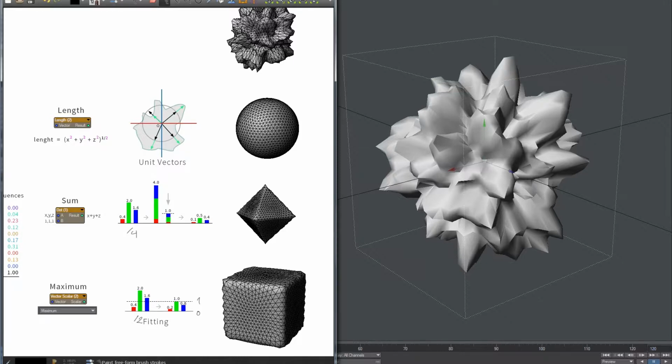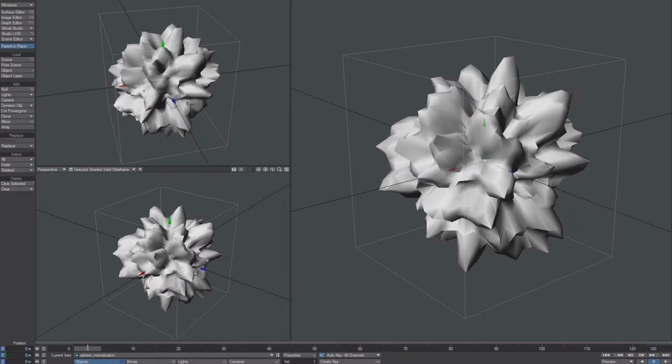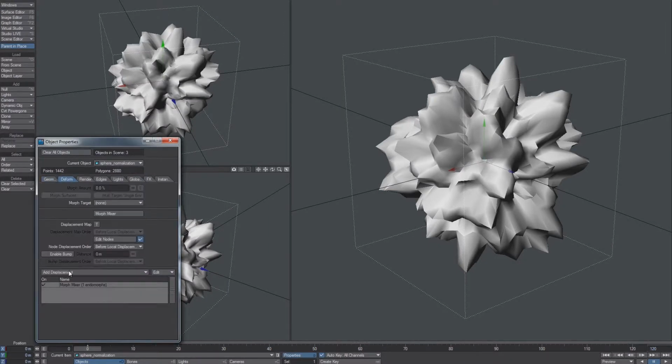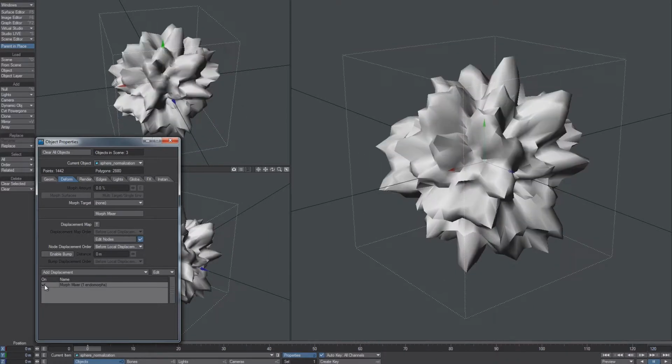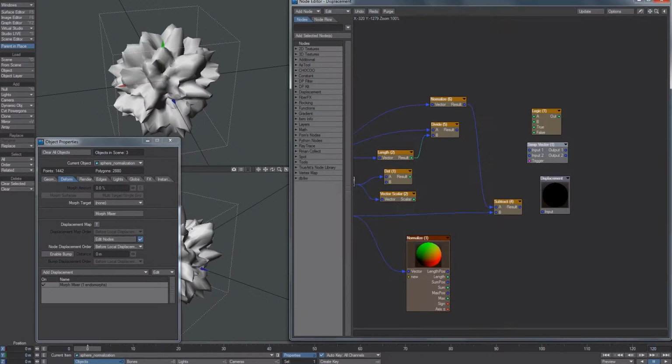Let's check that in layout. So I have this object here, and if I go into the Theorem tab, you can see that I have a morph that is the one giving it this displaced look. It's actually a sphere, and so I just have this morph, so I have some positions to work with. It's not actually a sphere that I can normalize.